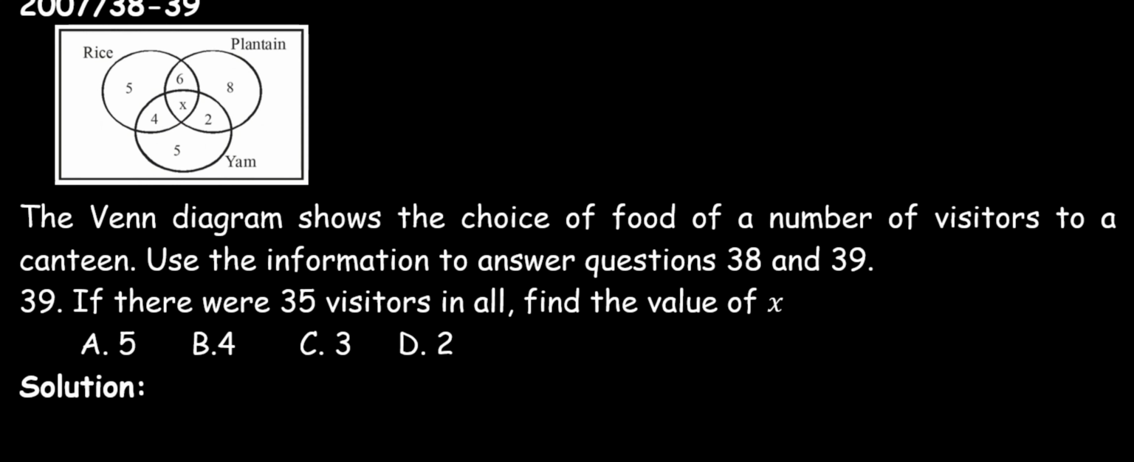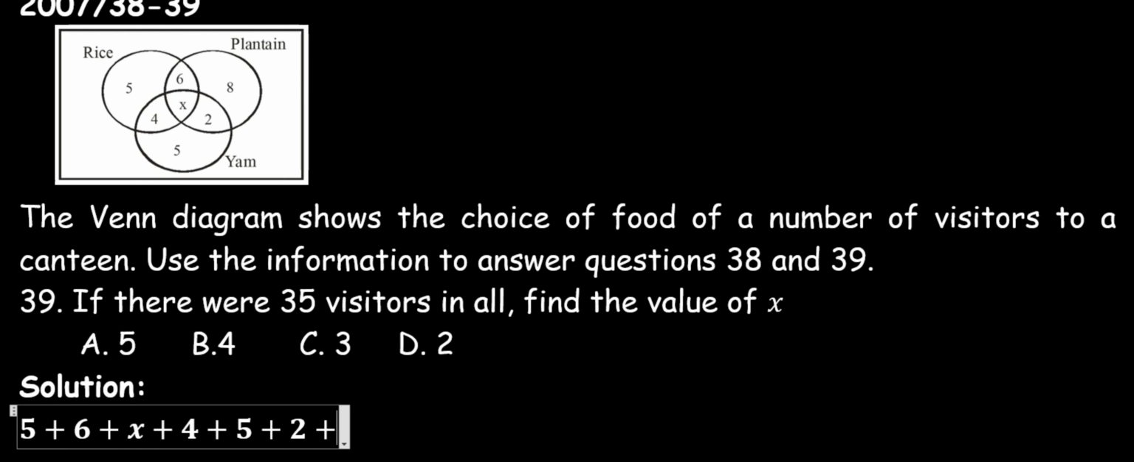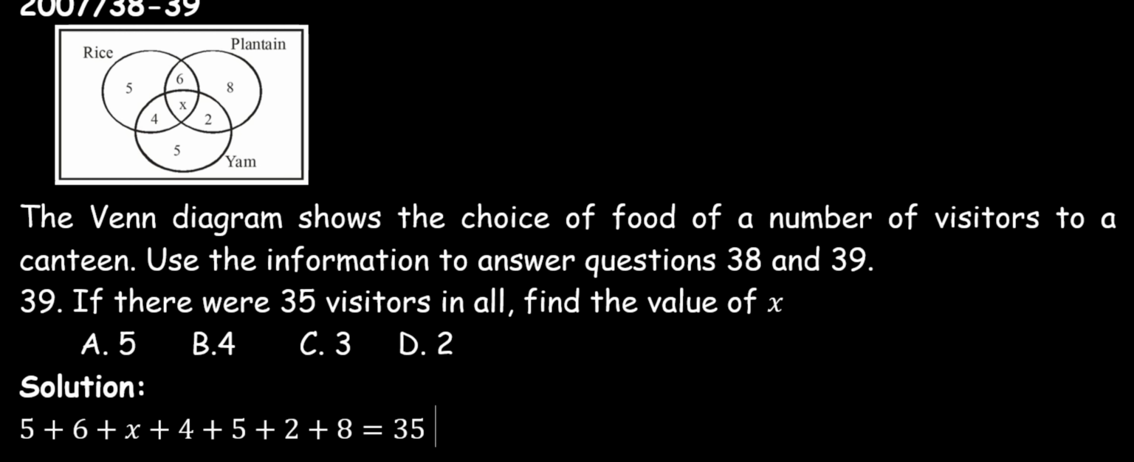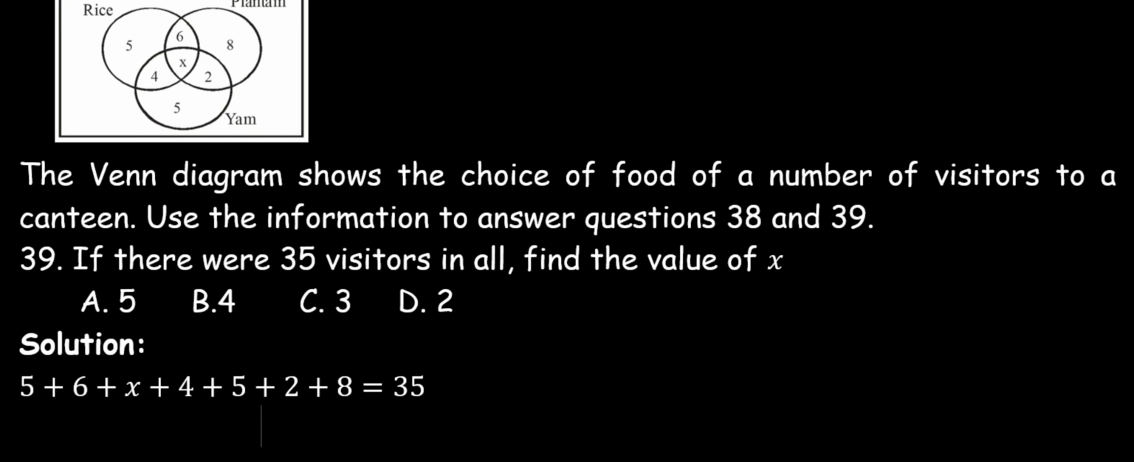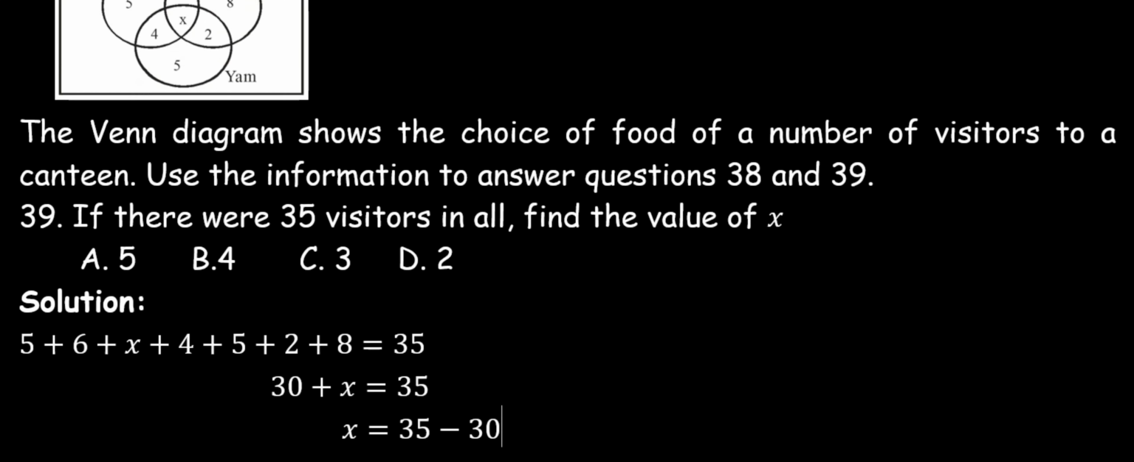The mention of 35 visitors in all means our universal set equals 35. So summing up all the items in the set will equate to 35. And that is 5 plus 6 plus x plus 4 plus 5 plus 2 plus 8 equals 35. Simplifying, we have 30 plus x equals 35. From here, x equals 35 minus 30, and that equals 5.